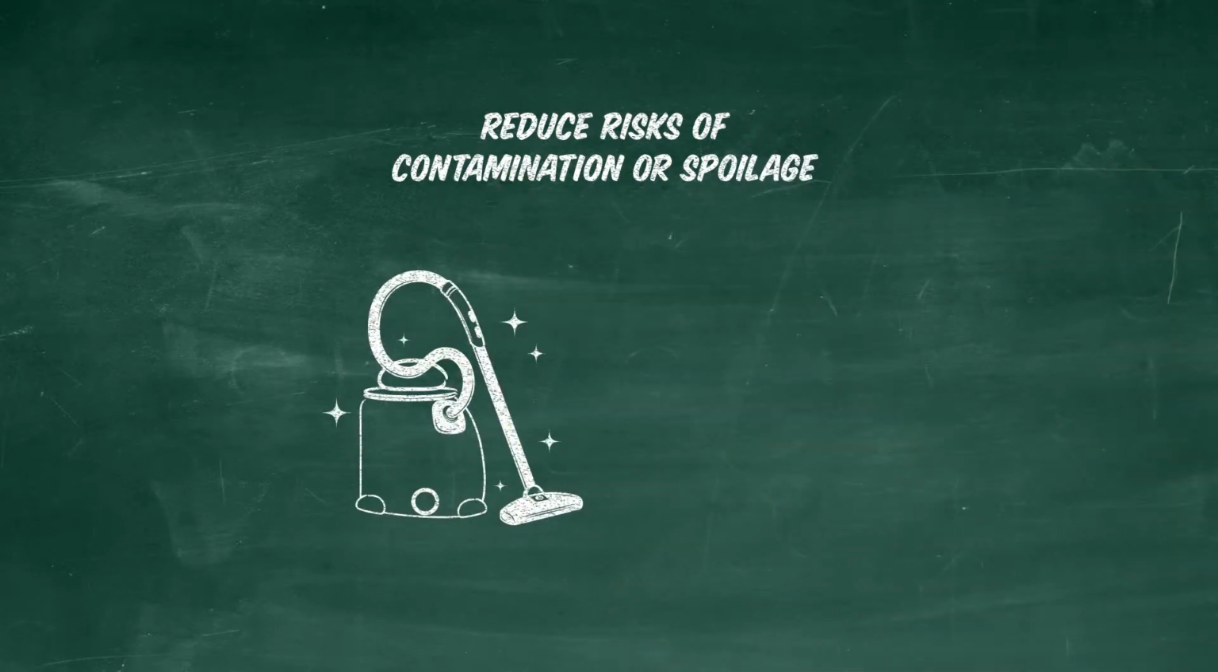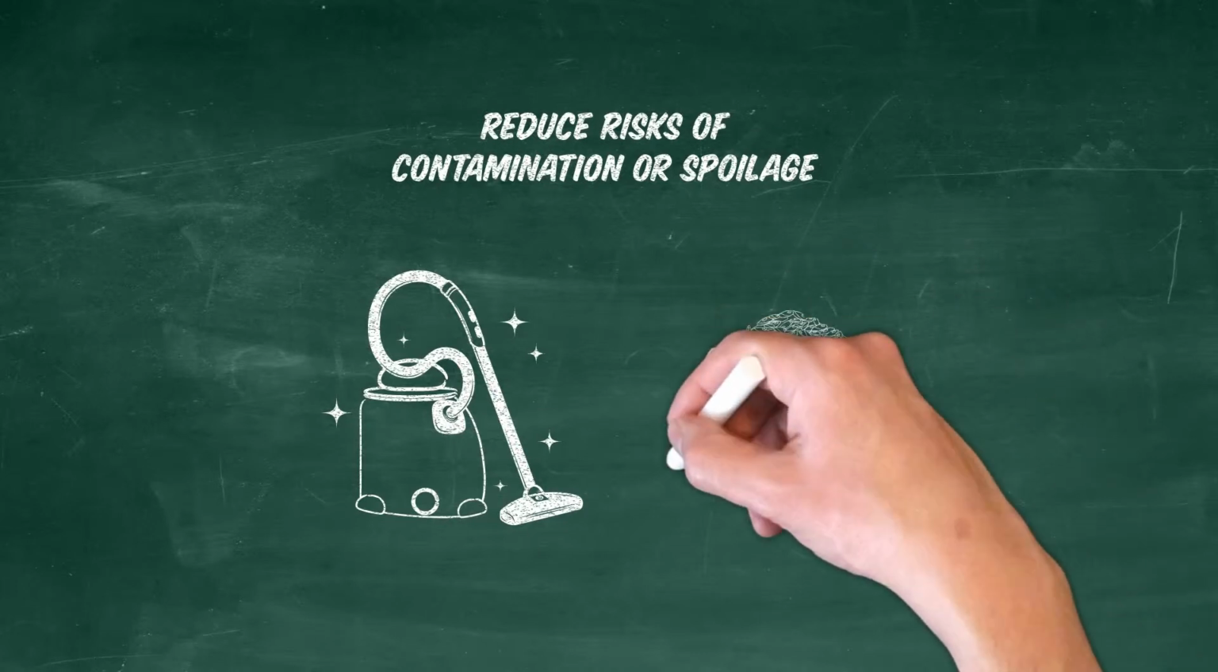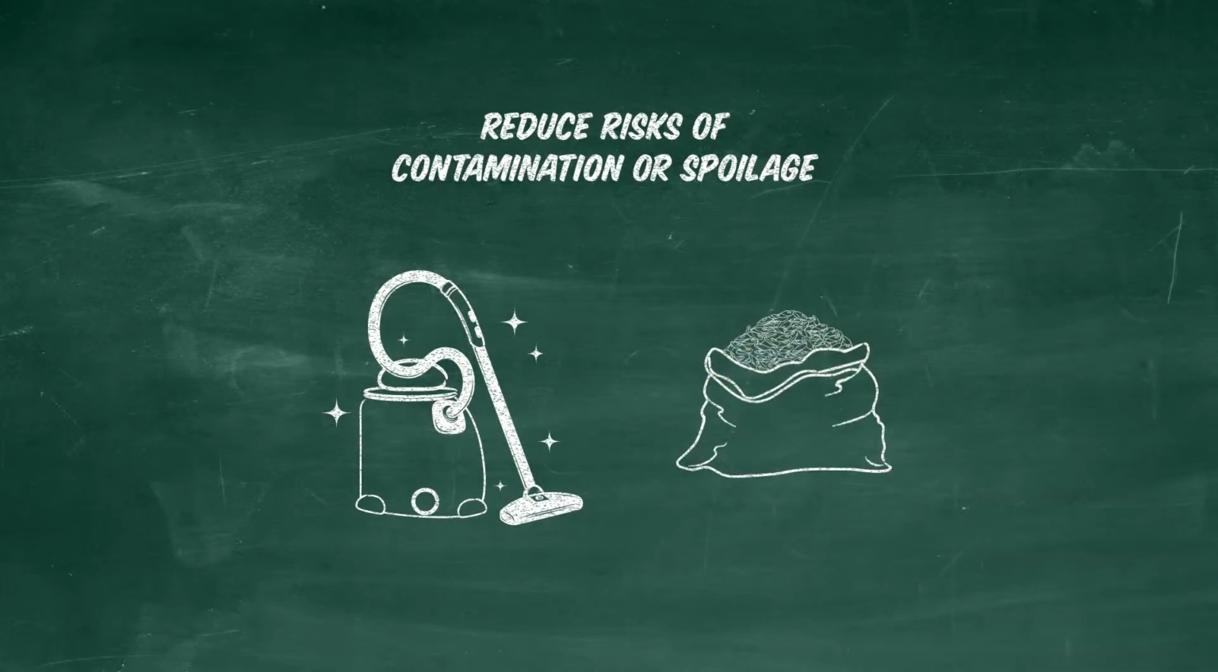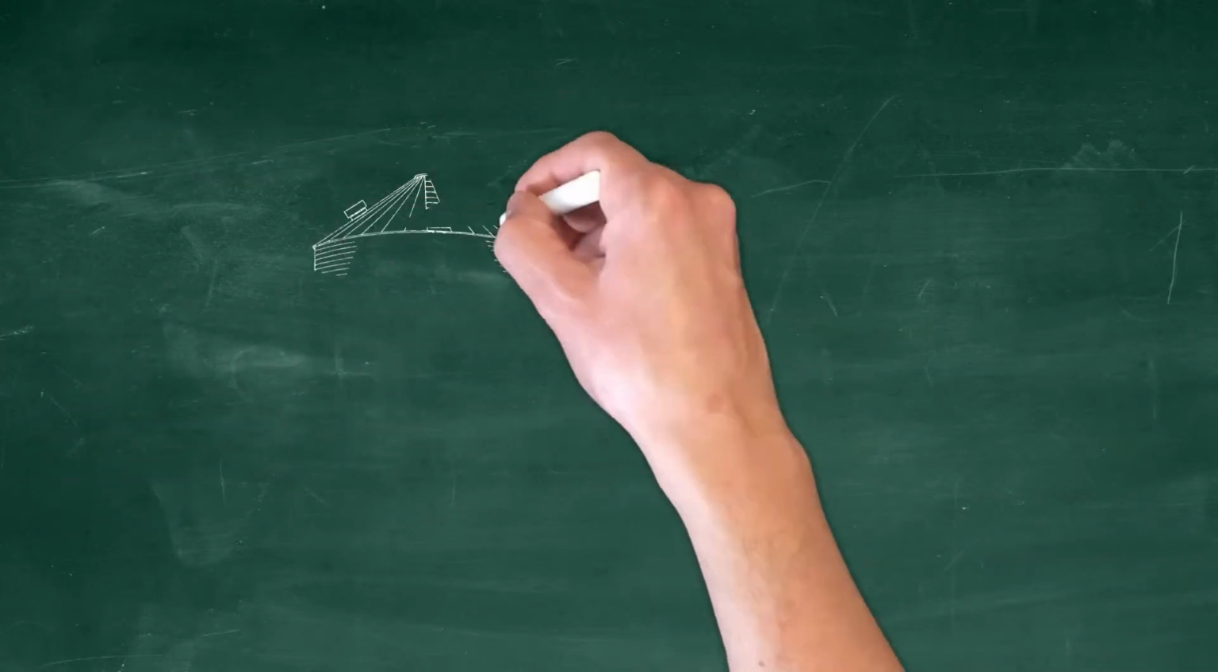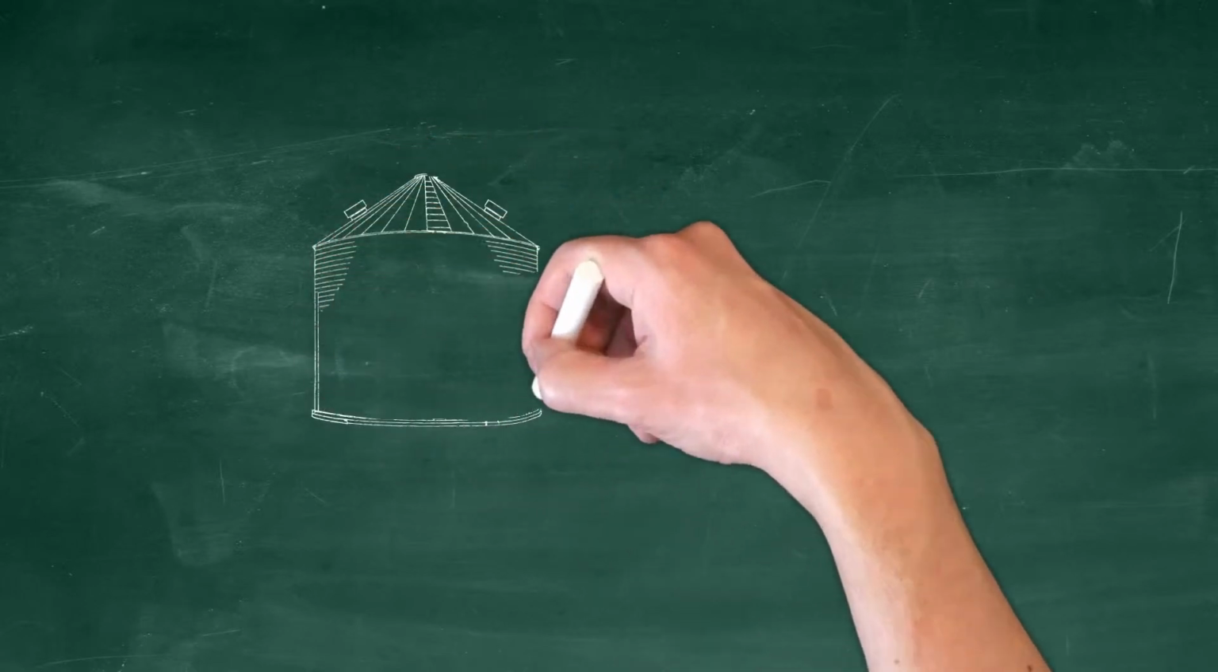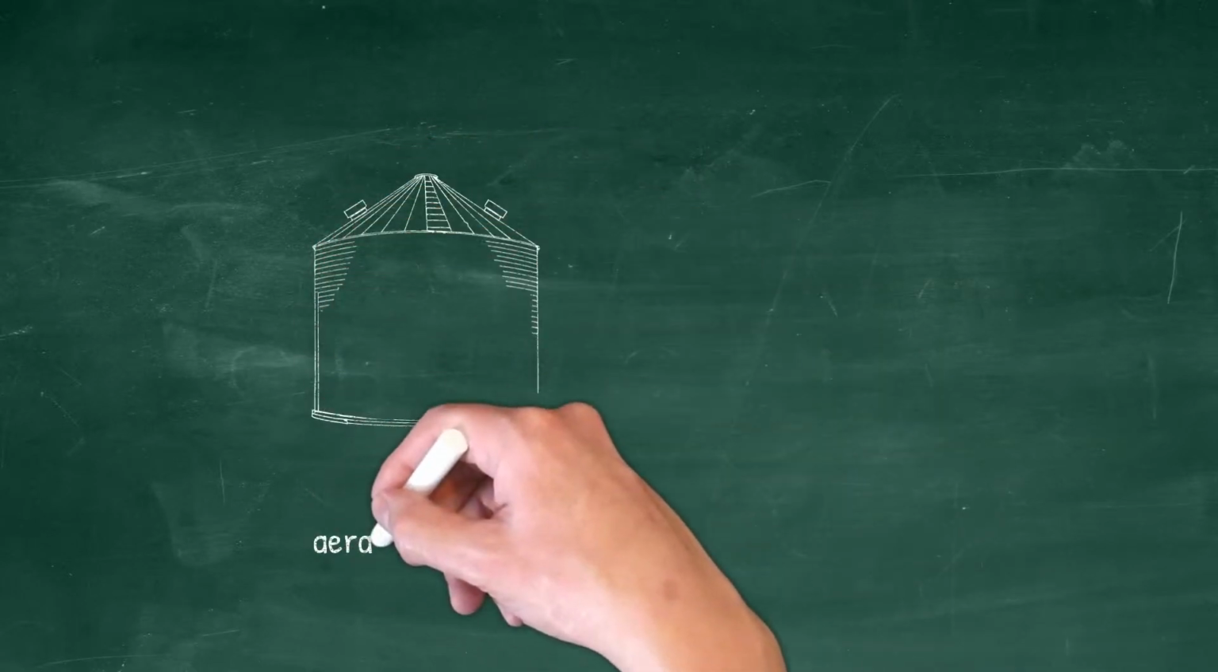Other steps that you can take to reduce the risks of contamination or spoilage include thorough cleaning of your bins and equipment. Removal of weed seeds, dust, dirt, and molds from equipment will help keep your grain in good condition. Once harvest is complete, turning or aerating your bins to cool the grain is also a great plan.